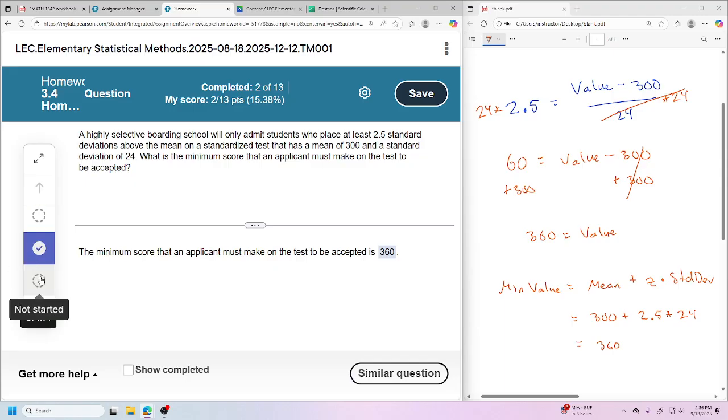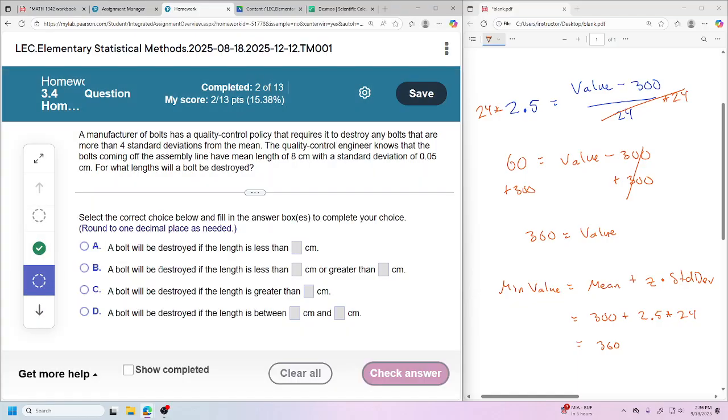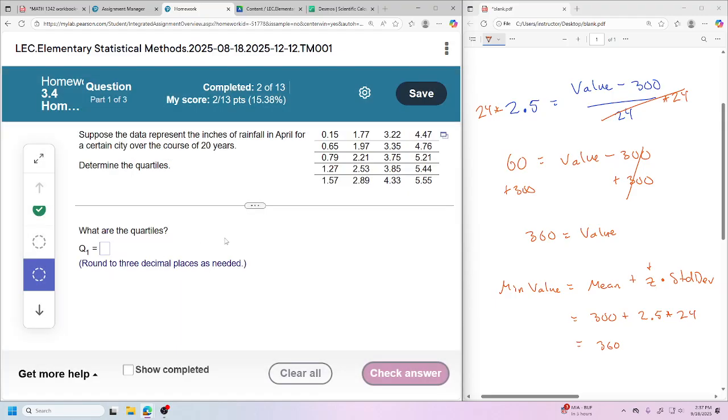Cool. Let's see what else we got here. Same thing. We got mean, standard deviation, and this is that 4 standard deviations business. It's literally the same formula. You would just plug that 4 in. This would be a 4 right here, okay? Keep cruising. I want to see what else we got. Is there something else going on?